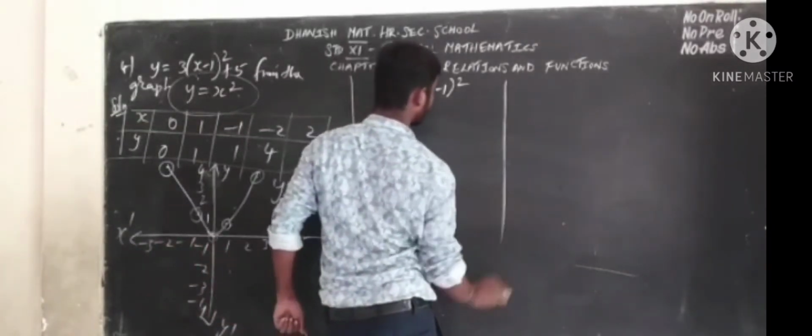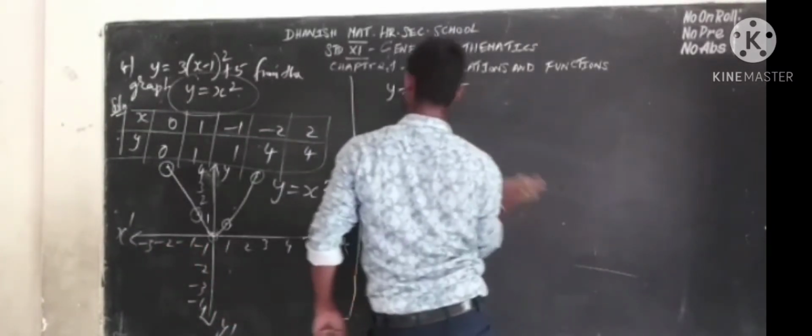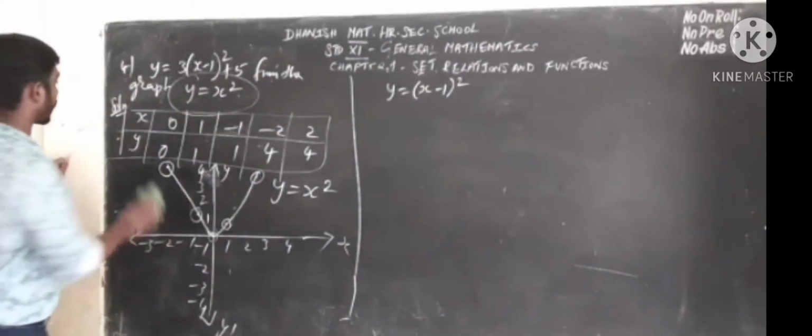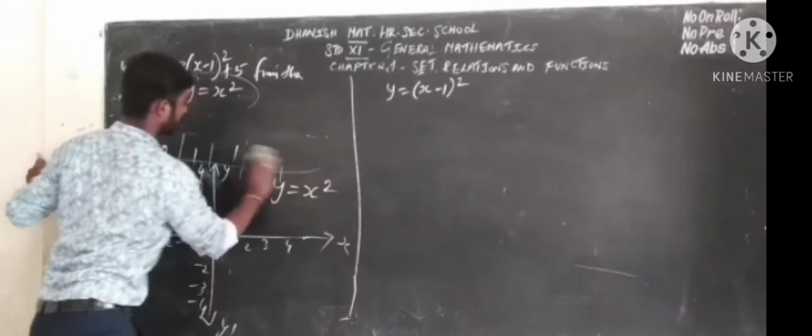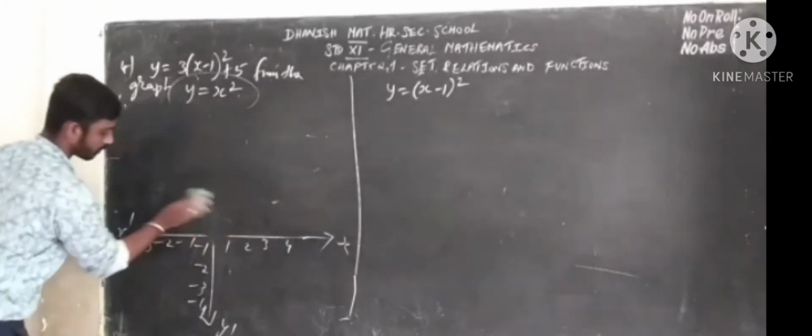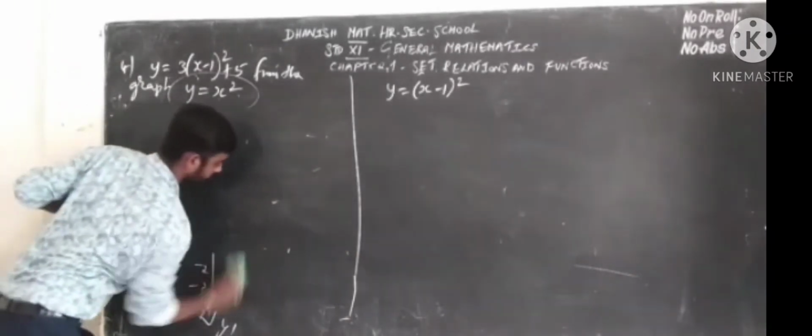Now we are going to draw the graph like this. Here we are going to draw the graph like this. What is the graph for?